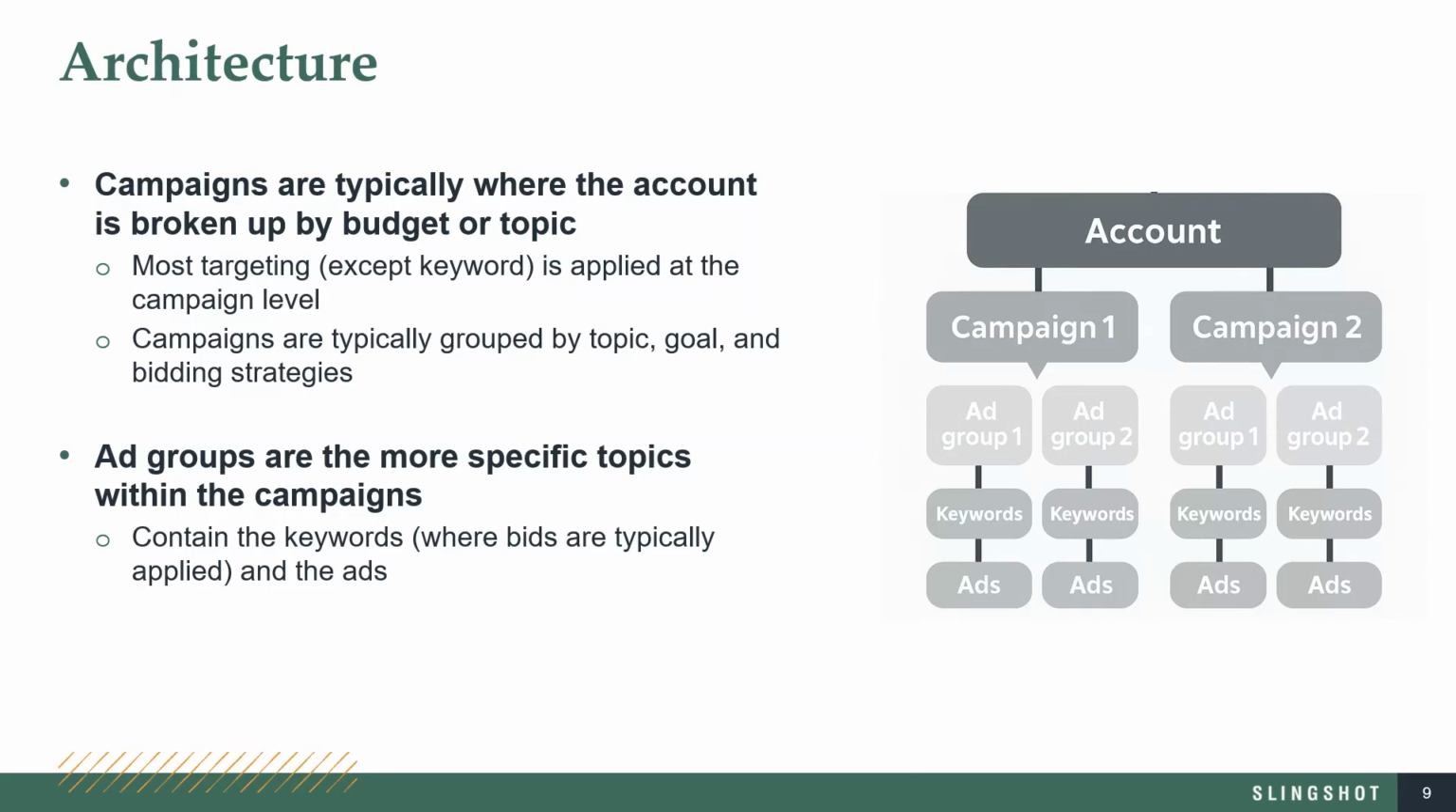Then looking at the typical architecture, just in case nobody's in there on a day-to-day basis like I am. Campaigns are typically where the account is broken up by budget or a specific topic. Most targeting, except for keywords, is applied at the campaign level. That's where you go in and put in your geo targets, your budget, and start and end dates. A lot of that can only be manipulated at the campaign level. Campaigns are typically grouped by topic, but they can also be grouped by goal and bid strategies.